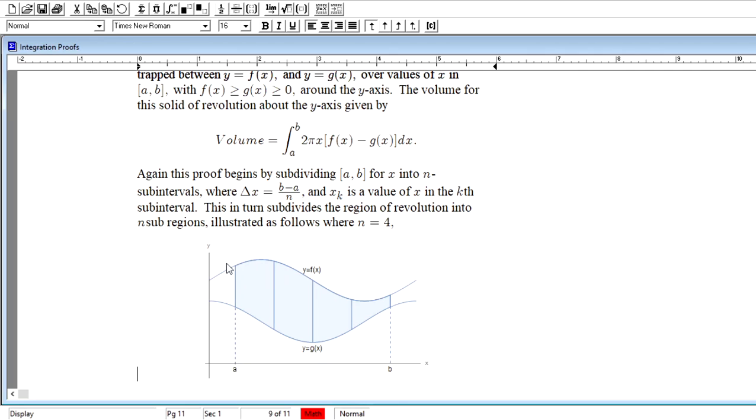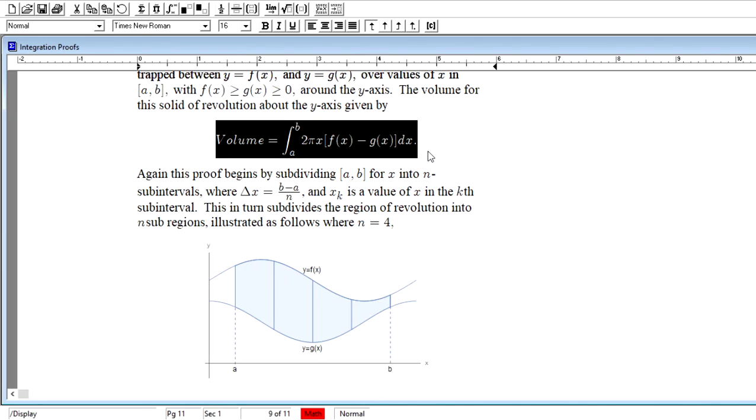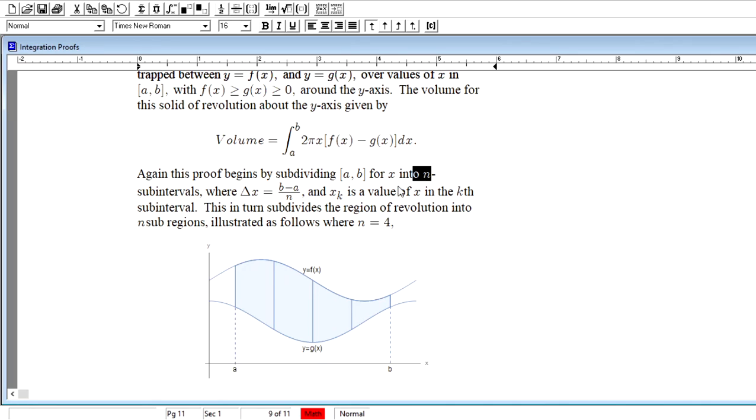As we revolve that entirely shaded region around the y-axis, it's going to form a solid of revolution, we understand, right? In this setup, known as the shell method, we can calculate it with this above formula. This formula does begin by subdividing. You can see here I've gone from a to b, and I have subdivided this region into n equal to 4 subintervals. In general, we divide it into n subintervals, where delta x is the width of each subinterval, and x sub k is a value of x in each of these k subintervals.